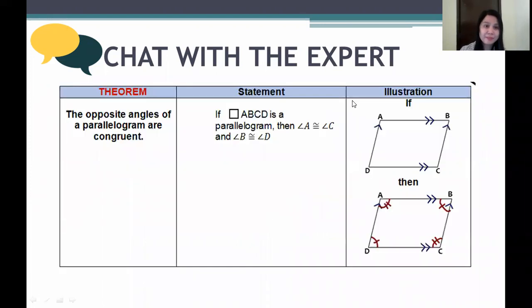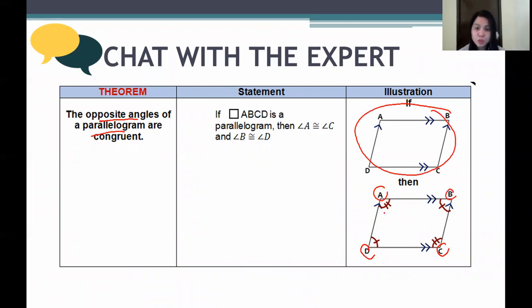Let's have the next theorem. The next theorem states that opposite angles of a parallelogram are congruent. Example, if ABCD is a parallelogram, then opposite angles: angle A is congruent to angle C, and angle D is congruent to angle B. So, if angle A measures 100 degrees, then angle C, being the opposite angle, will also measure 100 degrees.